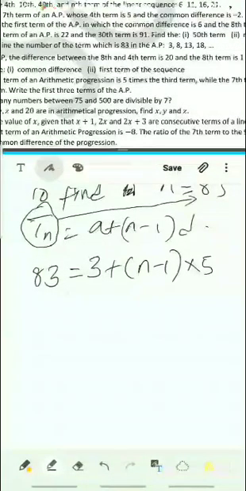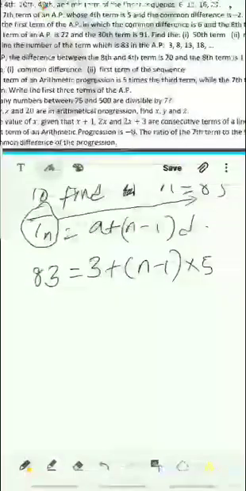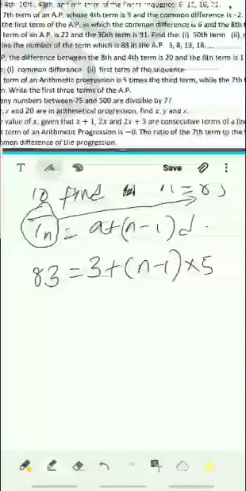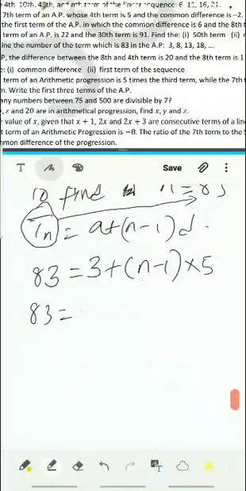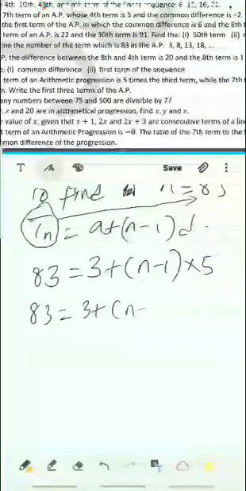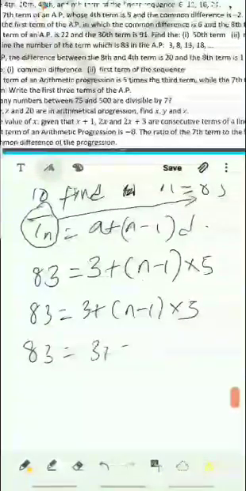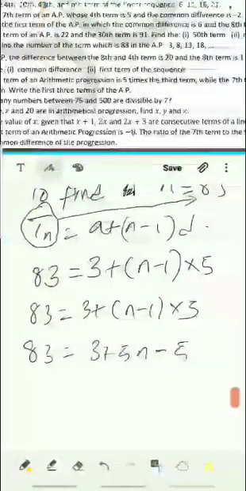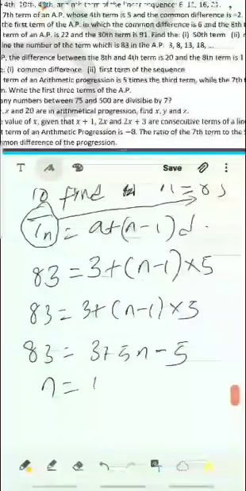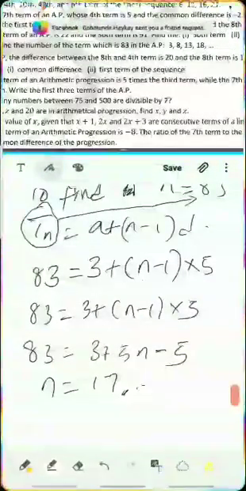The nth term of this sequence, which term will make the nth term 83? So we're looking for that term, which is n here. So let's check it out. We have 83 equals what? 3 plus n minus 1 times 5. So 83 is equal to what? 3 plus 5n minus 5. N equals what? 17.